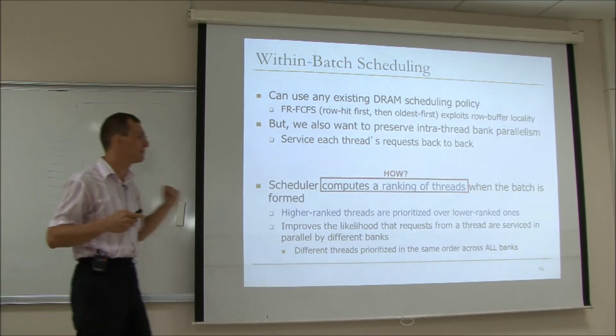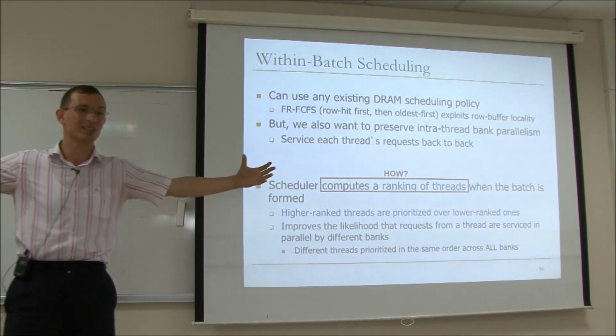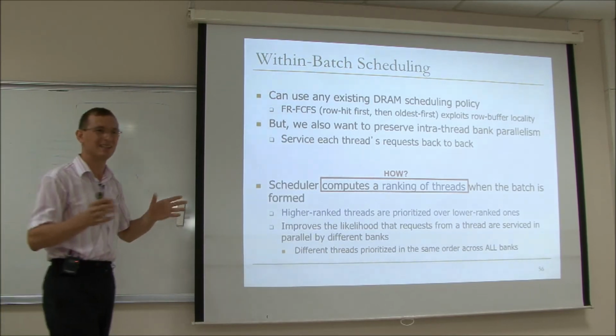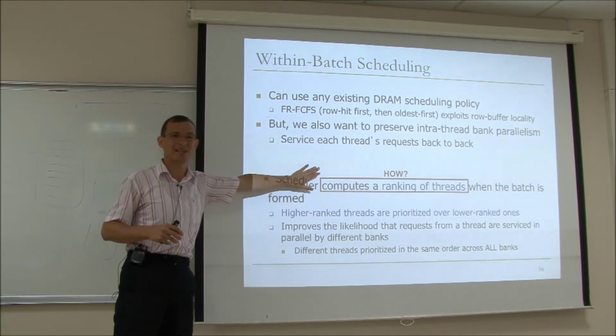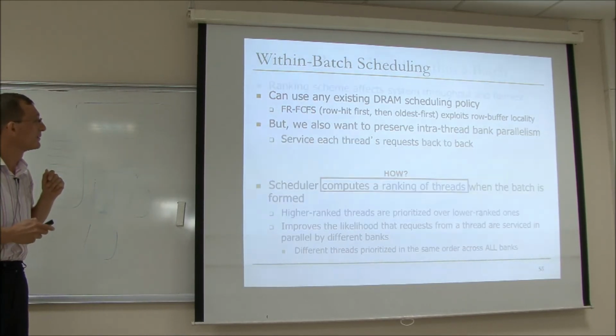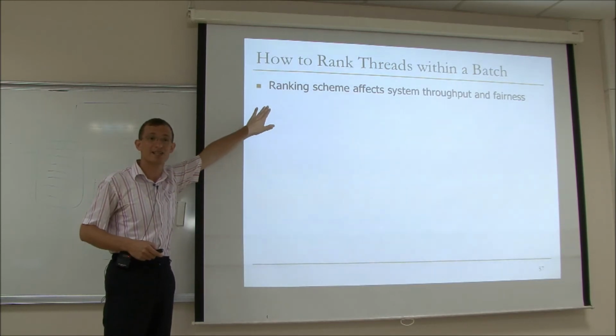There are many ways of doing this ranking. You could, for example, come up with a random order across threads, and we've actually explored that in the paper. That doesn't work as well. It's not too bad, but it's not that good, for the reason that I'll show you in the next slide. So the ranking scheme actually affects both system throughput and fairness.